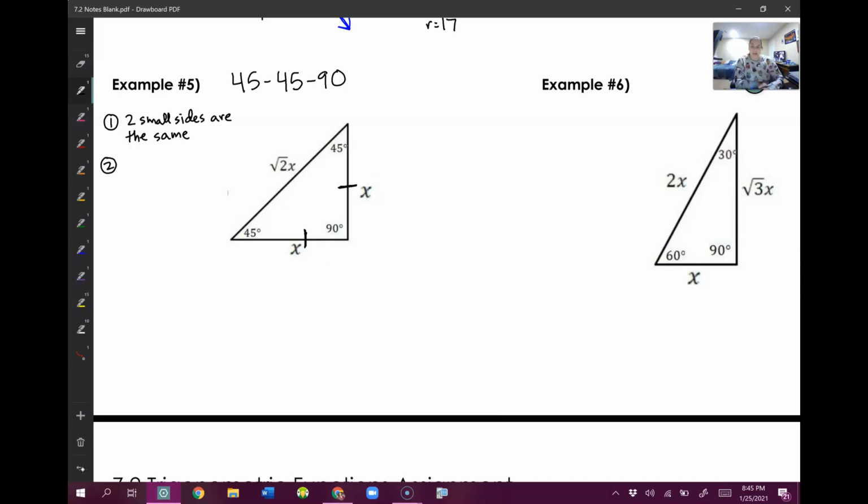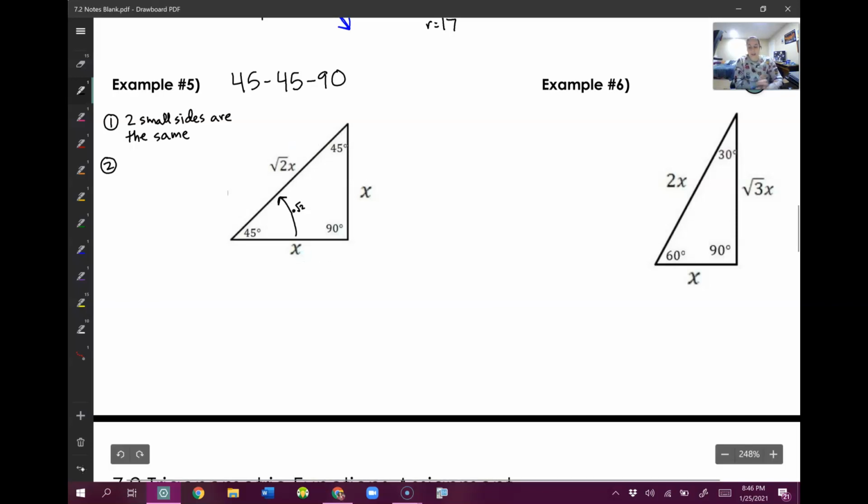Now let's talk about the second pattern. This second pattern relates these two small sides to this one big side. Now, here's the special pattern that you're going to want to memorize. This big side will always be the small side times root 2. Always, always. So if this x is 7, then this side would be 7 root 2. It's always whatever this small side is times root 2.